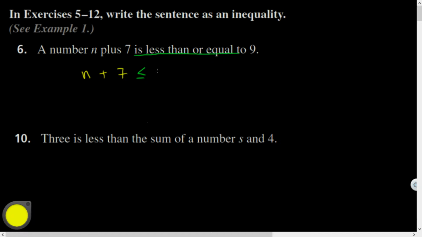9. And so they were asking us, by the way, to write a sentence as an inequality, and notice we have done so. Notice we didn't have to solve this. We were just writing the inequality. Today, we'll be solving that.